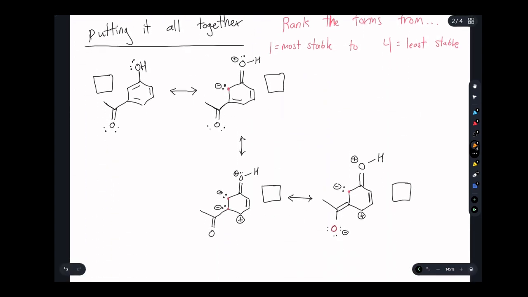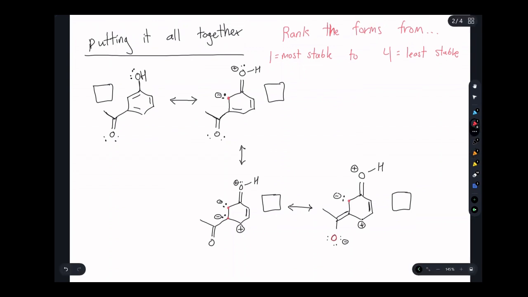So here I have made 4 resonance forms of this original molecule, and you'll need to rank the forms from most stable to least stable. So at this point, please pause the video, take a look at these structures, and try to assign rankings 1 to 4. Now, of course, number 1 will be the major form, and 2, 3, and 4 will be the minor forms. Excellent. So if you got it, that's great. If not, I'll walk you through right here.